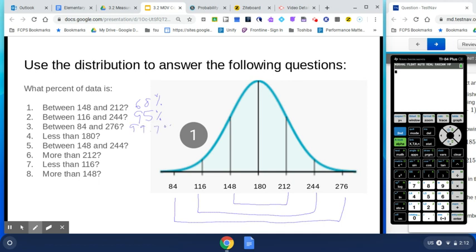99.7% of the data. Now, these next 5 questions, we're going to still use the empirical rule, but there's going to be a little bit more work involved with that.